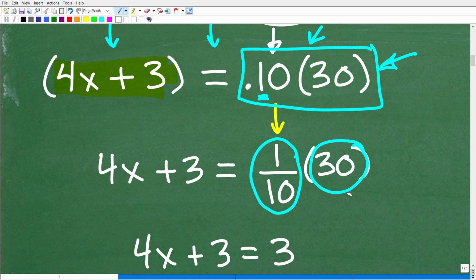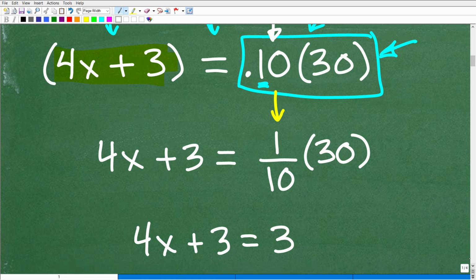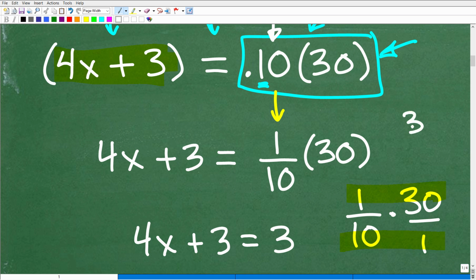It's not that difficult. Remember how we multiply fractions? Matter of fact, let's go down here. And this is another area that hopefully you're up to speed on. So 1/10 times 30, or 30 over 1. When you're multiplying fractions, you multiply the respective numerators and denominators. So 1 times 30 is 30, and then 10 times 1, of course, is 10. 30 divided by 10 would be 3. So that is our answer. 1/10 times 30 is 3.